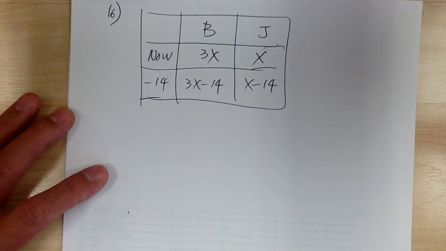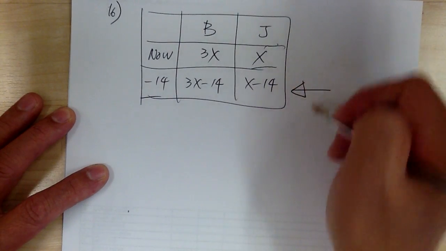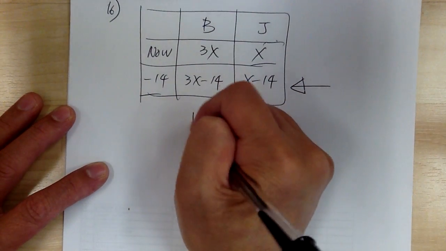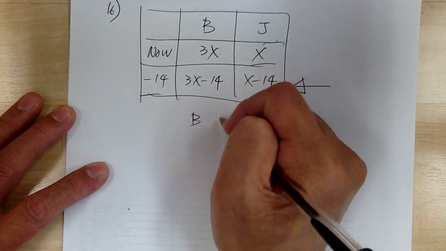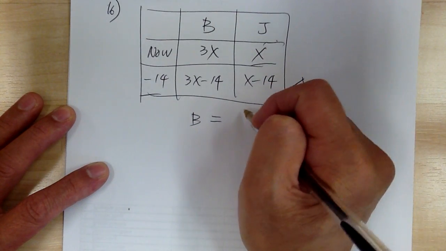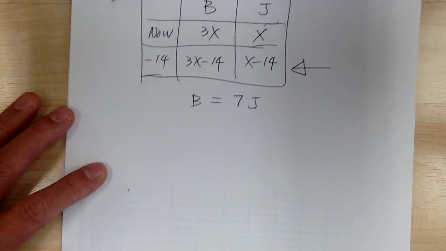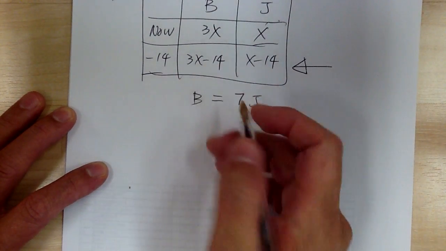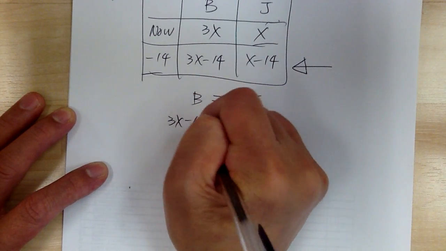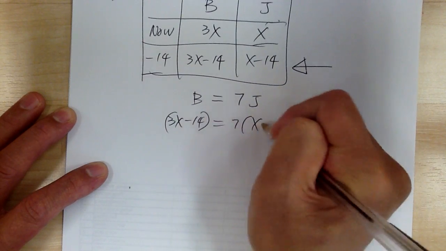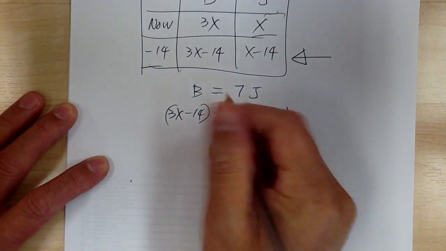Okay, now we're ready to translate. So 14 years ago, he, so that's Mr. Biller, he was, means equal, 7 times as old as Janet. So that's your translation. So now you're going to substitute. So you got 3x minus 14 equal to 7 times x minus 14. Work it out.